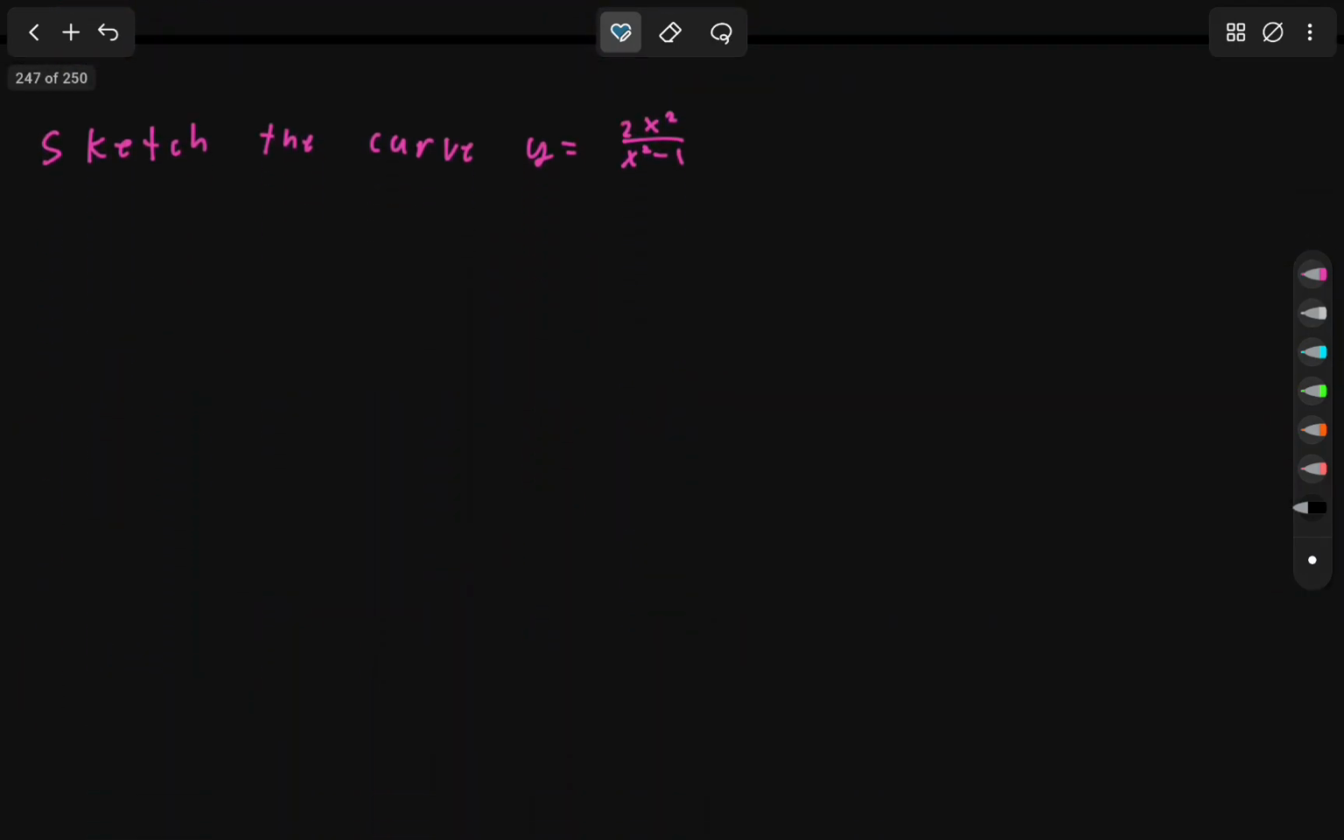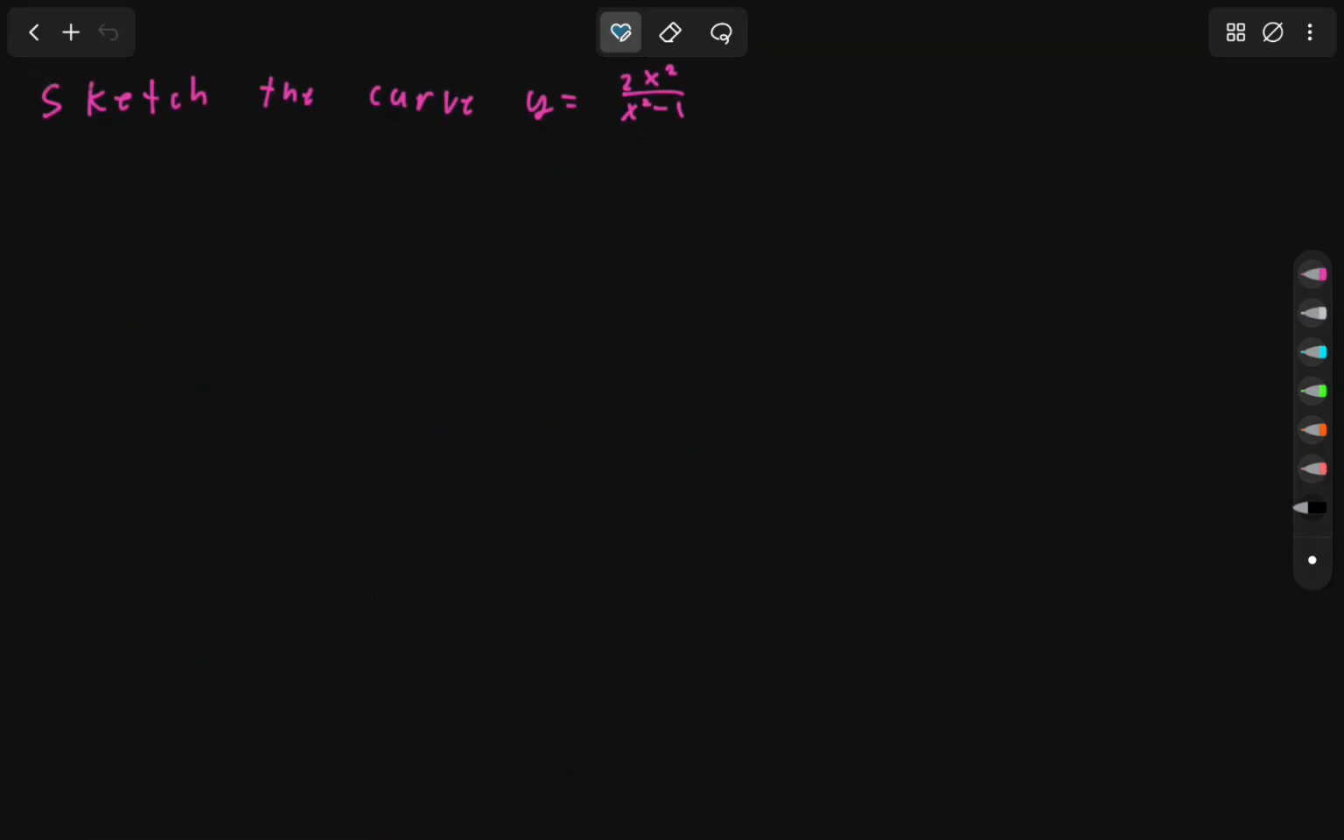So I want to start out here by sketching the curve y is equal to 2x squared. All right, so how are we going to do this? Well, I say that we start out with the domain. We want to know where the domain of this function is going to be undefined. So the domain is going to be x, given that x squared minus 1 cannot be equal to 0.